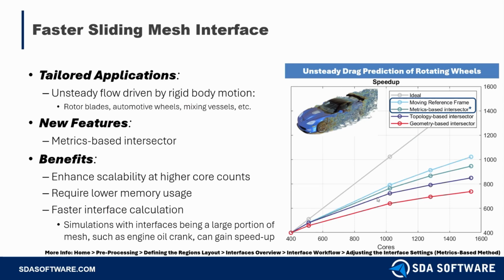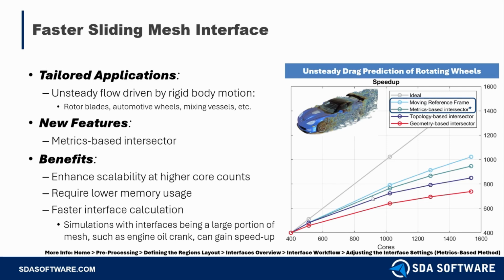In this new version, a faster sliding mesh interface is introduced as well. This new sliding mesh interface mainly benefits applications with unsteady flow that is driven by rigid body motion, like rotor blades, automotive wheels, mixing vessels, etc. These applications usually require computationally intense settings like high CPU core counts and a lot of computational time. A faster sliding mesh interface can greatly reduce the cluster time for those sorts of applications, and that can directly translate to cost savings.